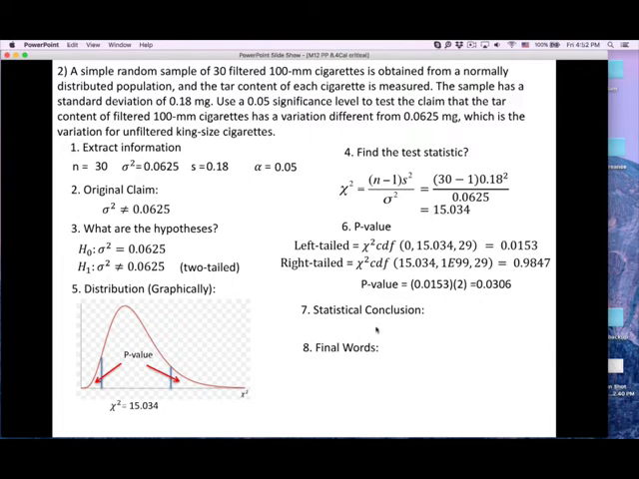Now, compare with your significance level. Compare with your significance level: the p-value is less than or equal to it, so that's a reject. Now, figure out the final conclusion.